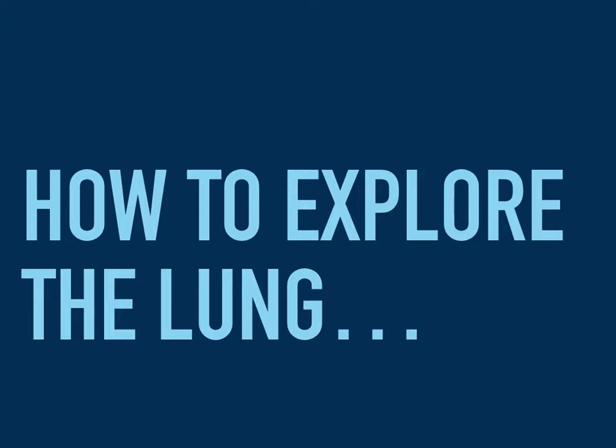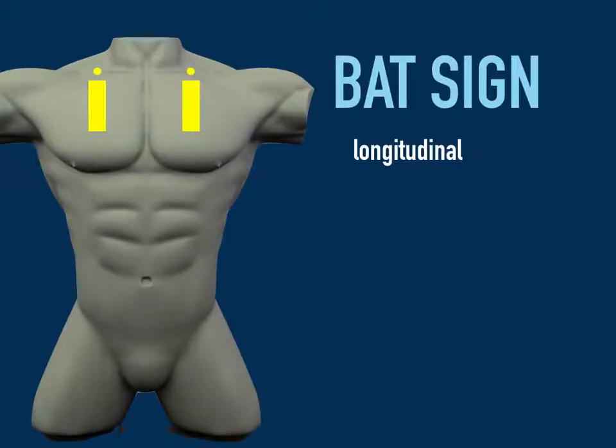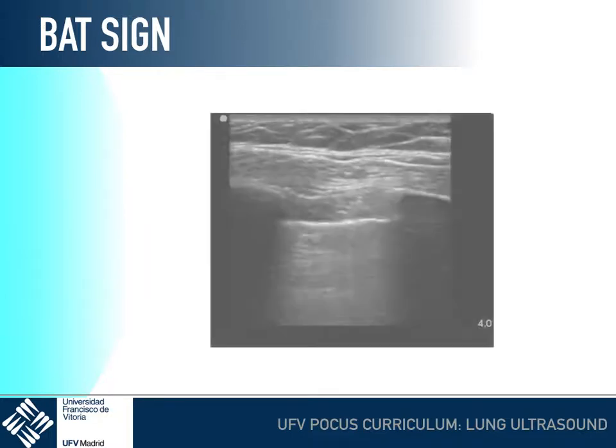Every single evaluation of the lung using ultrasound needs to start from the same point, which is the bat sign. We can evaluate the bat sign when we place the transducer perpendicular to two ribs, in longitudinal, and this is the image we are going to observe.